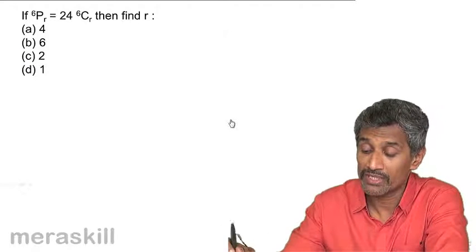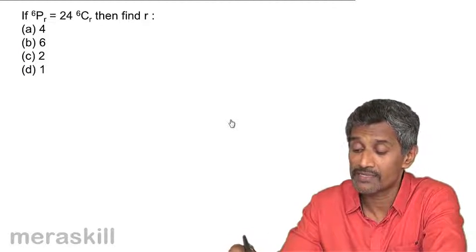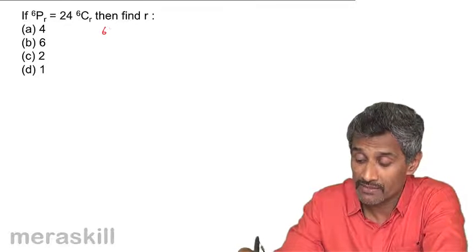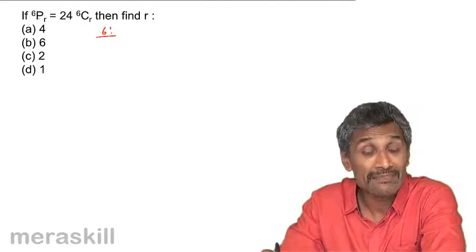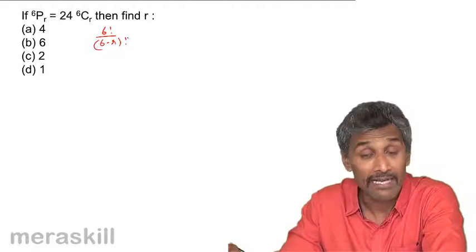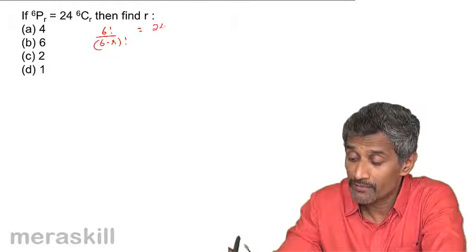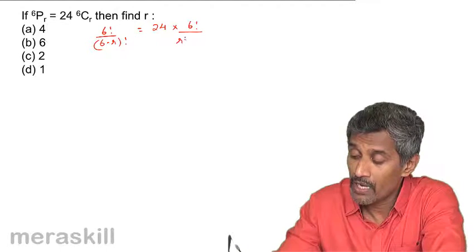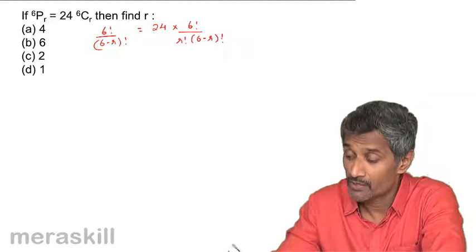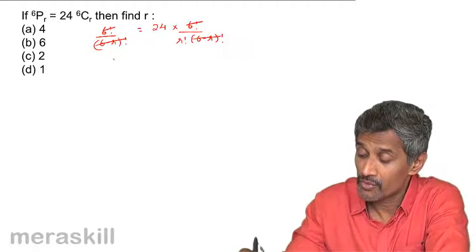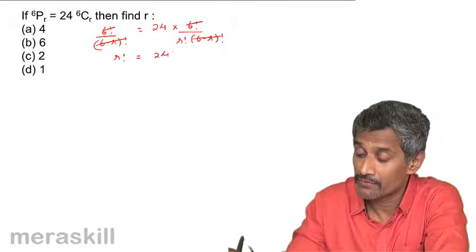Okay, now coming back to these sums: 6Pr is 24 times 6Cr. Then find r. So 6Pr is 6 factorial upon 6 minus r factorial, which is equal to 24 into 6 factorial upon r factorial into 6 minus r factorial. So here 6 factorial gets cancelled, this gets cancelled. So r factorial is 24.